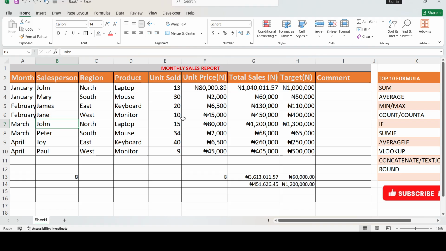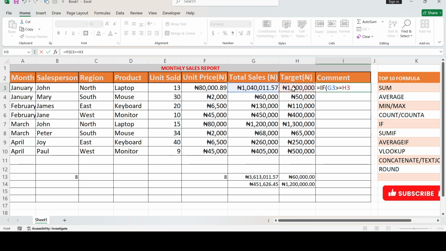Let's go to the fifth formula, which is the IF statement. In this one, we want to check if each salesman meets their target. Then we give it a command that if the salesman meets his or her target, the comment should be target met. Then if the person did not meet his or her target, then the comment should be target not met. So let's input the formula. Equal to IF, total sales, which is the amount the person sold, greater than or equal to the target.